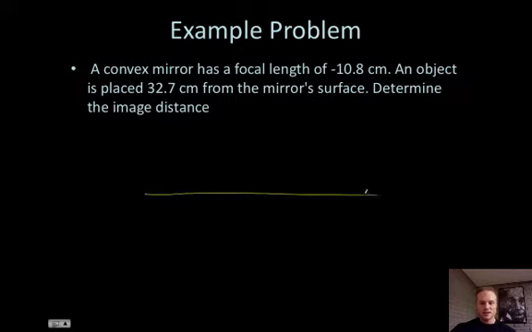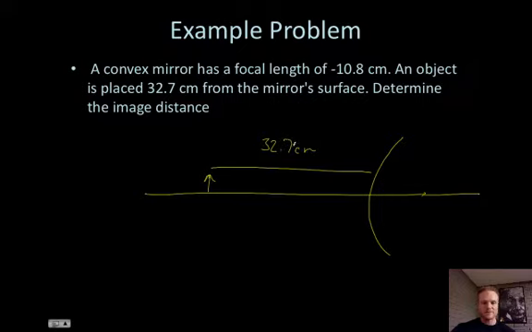So let's draw a principal axis and a convex mirror. All right. So let's place an object. There it is, 32.7 centimeters from this mirror. And this would be our dO. And it says it has a focal length, this will be our focal length, of negative 10.8 centimeters. So how can I find di? What is the distance to this image?